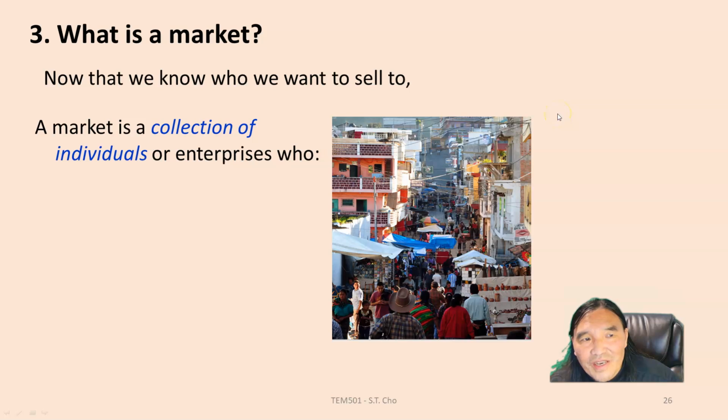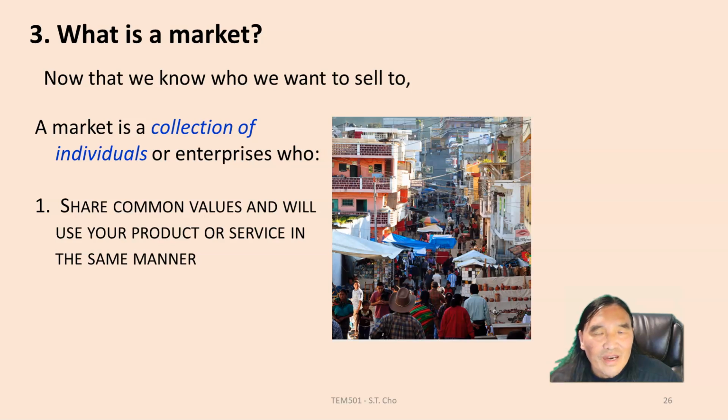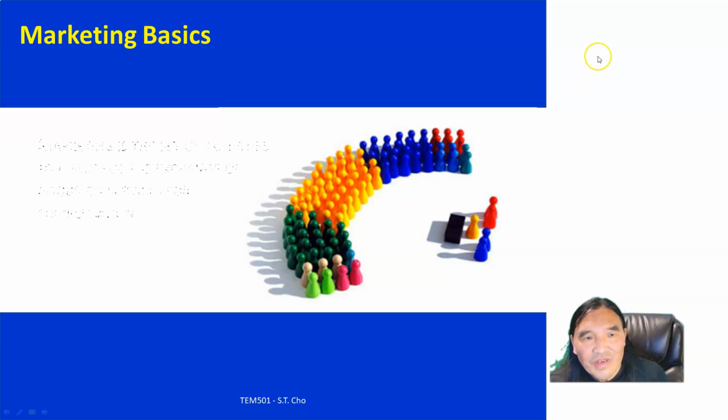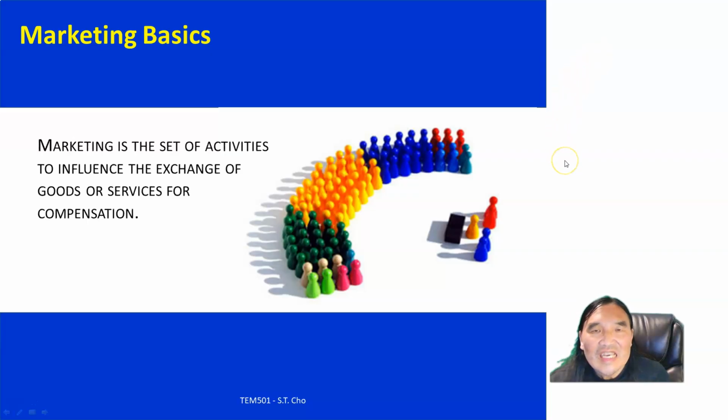Now, what is a market? A market is a collection of individuals who share common values and use your product or service in the same manner. Not only that, but they have to communicate with each other. Marketing works because when you sell something to someone, they talk to somebody else. If you had to market to everyone individually, it would take forever for you to get to 1 million customers. The basics of marketing is a set of activities that you do to influence other people. Does it actually work? Yeah, it does.